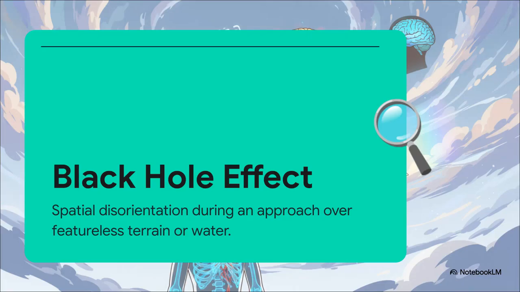During that first stage, the initial judgment, you might run into the black hole effect. This is spatial disorientation that happens on a dark night over completely featureless terrain or water. Because you have a total lack of peripheral visual cues, the runway just looks like it's floating in empty space. And the result? A pilot will consistently fly a dangerously low approach without even realizing it.